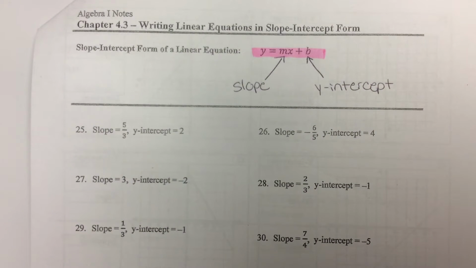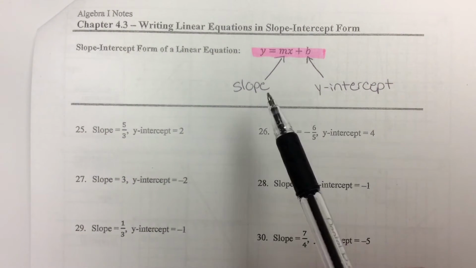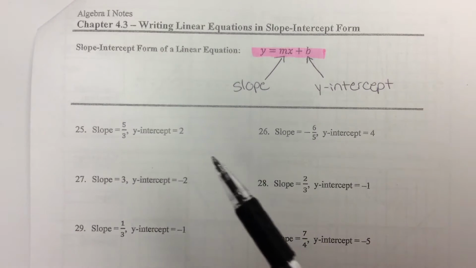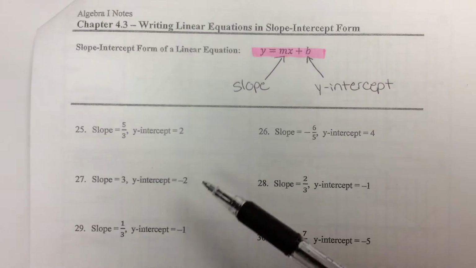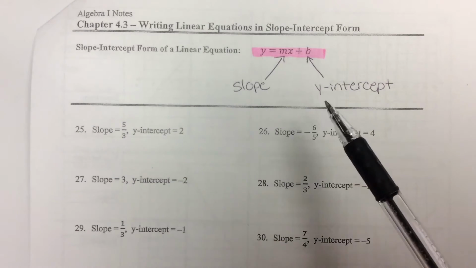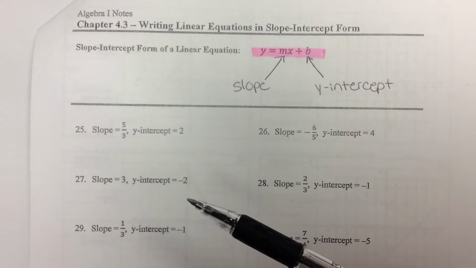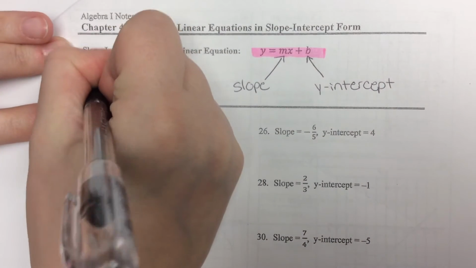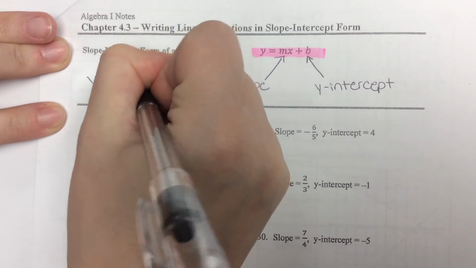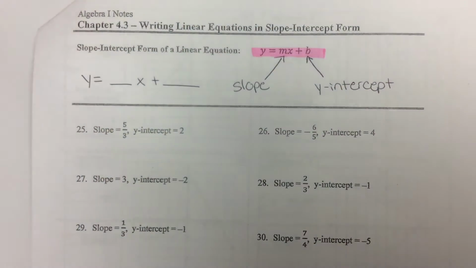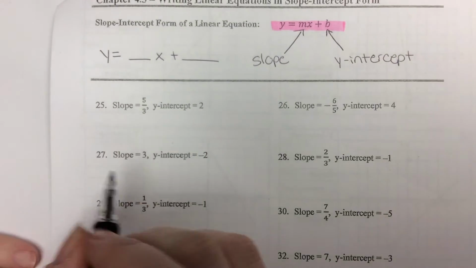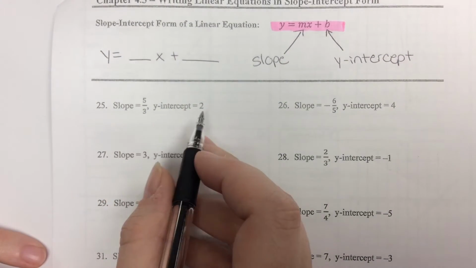So as you could probably guess, if we know these two pieces of information, we can just plug them into the equation to, well, make an equation, okay? So as you can tell below, we are given those exact two pieces of information. So we just literally need to plug them in to this y equals something x plus something, all right? We just need to plug it into the equation and make an equation. Okay, so 25, we have a slope of 5/3 and a y-intercept of 2.